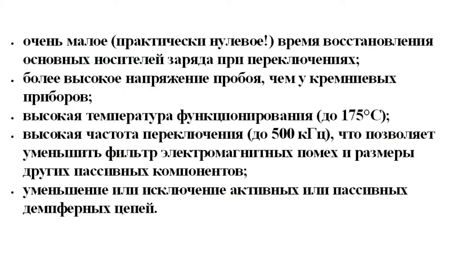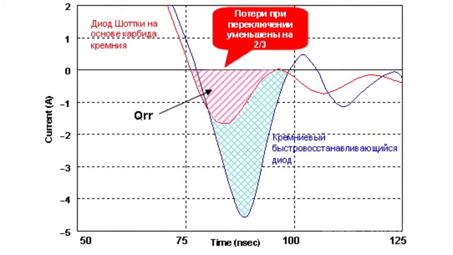The above-mentioned characteristics are responsible for the excellent properties of silicon carbide Schottky diodes, which include: the recovery time of main charge carriers at commutation is extremely low, almost equal to 0; a high breakdown voltage if compared to silicon devices; a high working temperature up to 175 Celsius degrees; and a high frequency of switching up to 500 kHz. This allows a decrease in the size of electromagnetic interference fields as well as the sizes of other passive components. And finally, silicon carbide allows a decrease in size by excluding active or passive damping circuits.